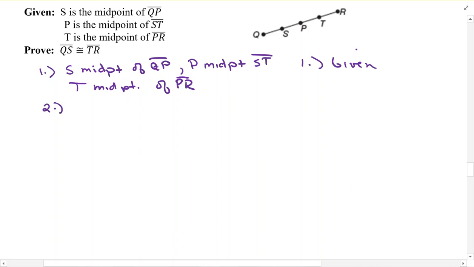Now, since S is the midpoint of QP, then we know that QS is equal to SP. And since P is the midpoint of ST, we know that SP is equal to PT. So looking at the picture again, we have QP, and S is the midpoint, so we know that's congruent to that. Then we also have the SP right here, and we know then that SP is congruent to PT. And this is by definition of midpoint.